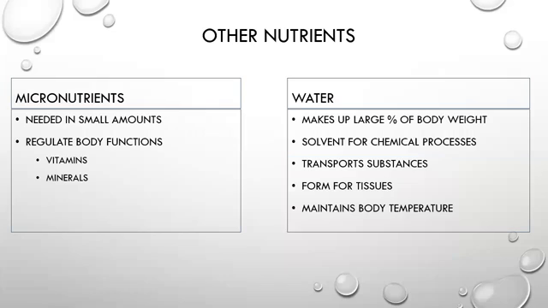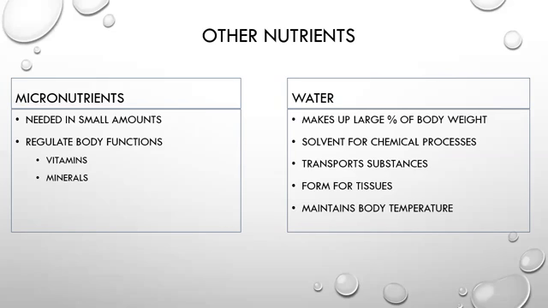All right, so other nutrients. So then we talked about the macronutrients. Now we're going to talk about the micronutrients. So these micronutrients are only needed in small amounts. Okay, so vitamins and minerals are called micronutrients because they're required by the body in small amounts. Okay, although they provide no energy, they are critical in regulating a variety of the body's functions.